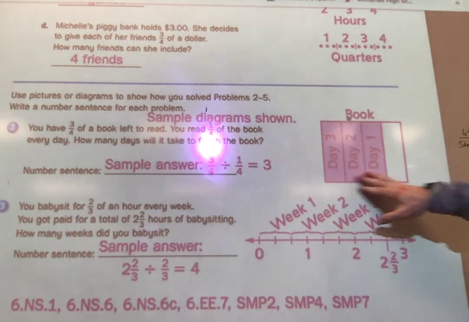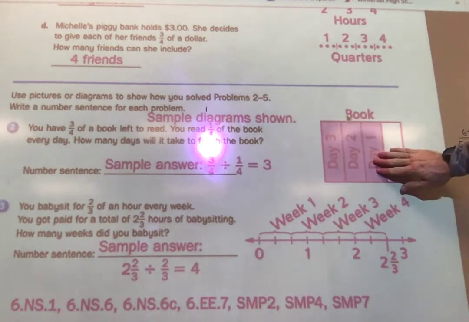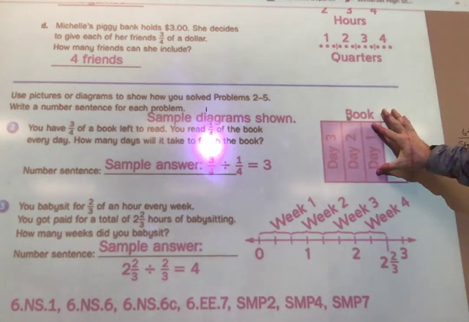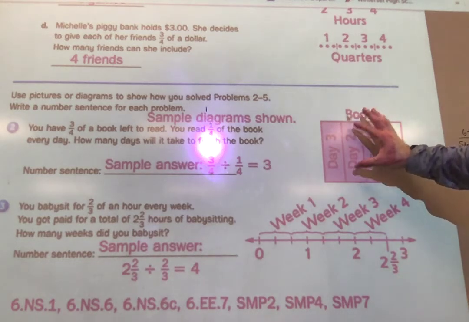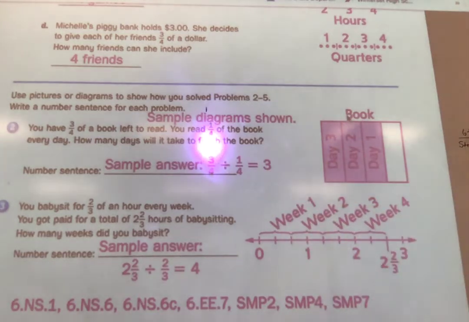So again, I could draw a picture. Okay, and I've got a book, and I've got 3/4 of it, so I divided it into 3/4. This is how much I have left. That's pink. Well, day 1, I read a 1/4. Day 2, I read a 1/4. Day 3, I read a 1/4. I'm done with the book in 3 days. So I can, again, draw a picture.